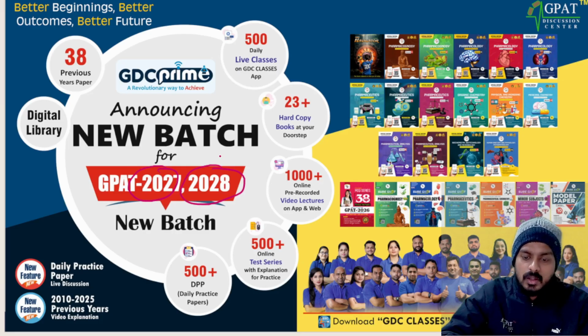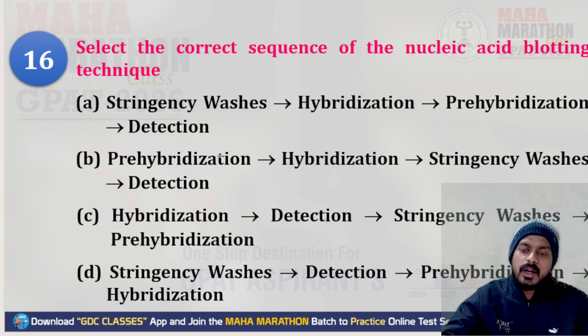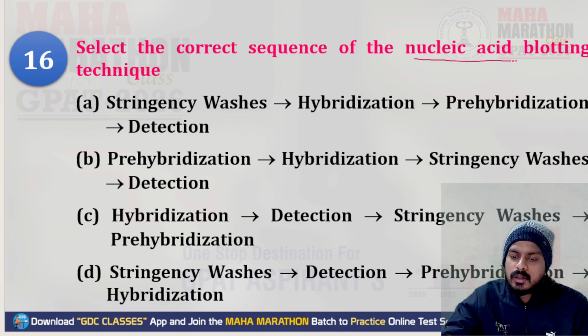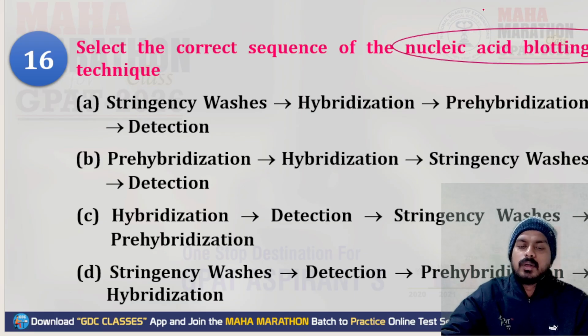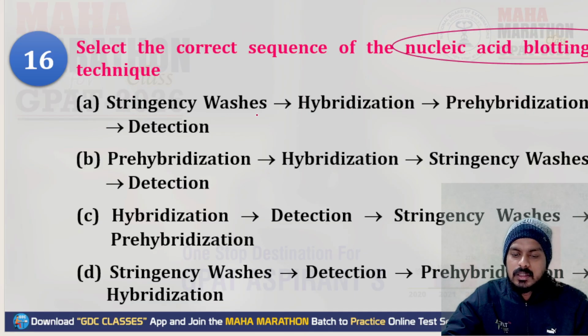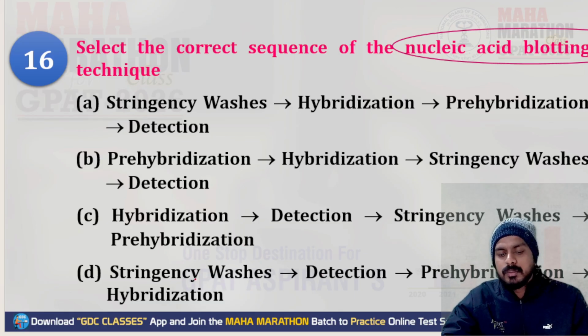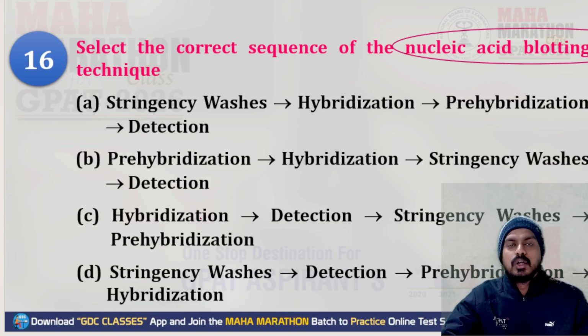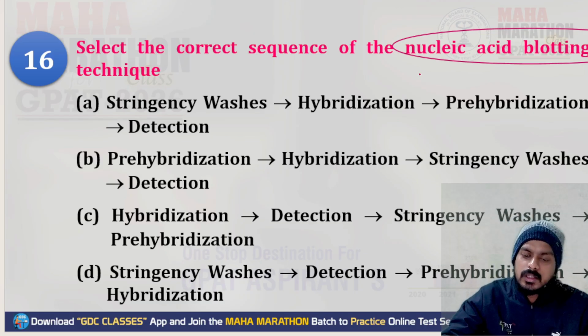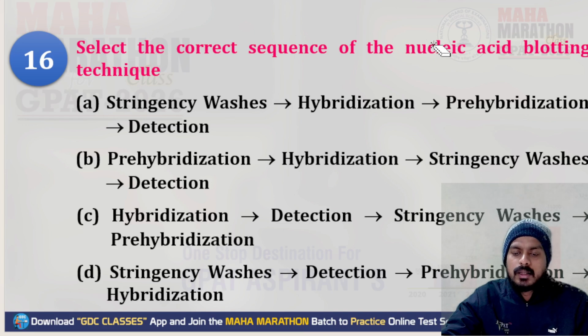Next, select the correct sequence of nucleic acid blotting. Nucleic acid blotting is basically for the detection of nucleic acid. So what are the steps? Stringency wash, hybridization, pre-hybridization, detection; or hybridization, stringency wash and detection; or hybridization, detection, stringency wash, pre-hybridization; or stringency wash, detection, pre-hybridization, and hybridization. Okay, let me explain. This is a technique for the detection of either DNA or RNA.